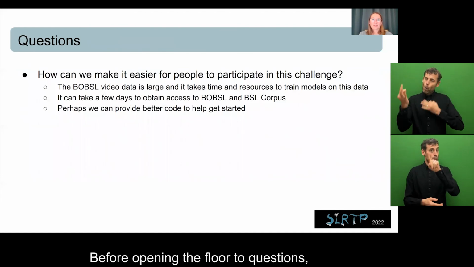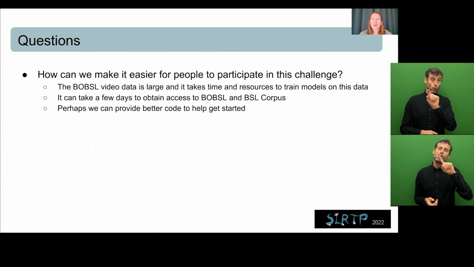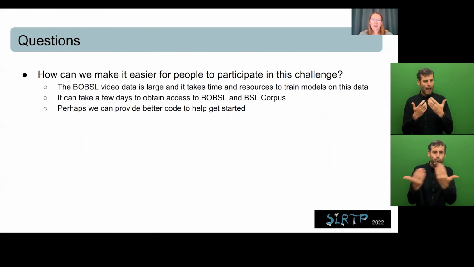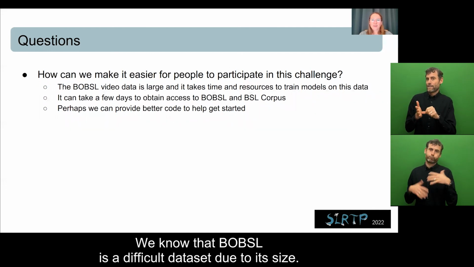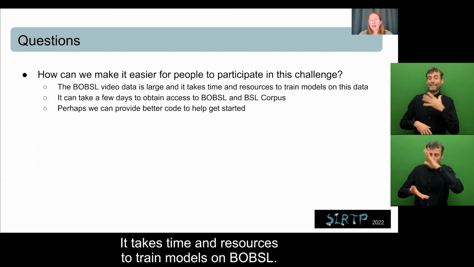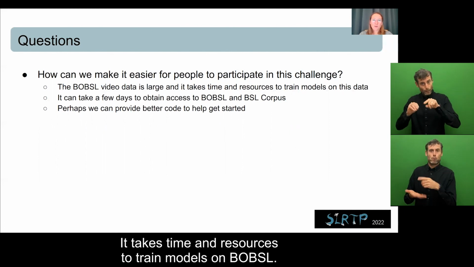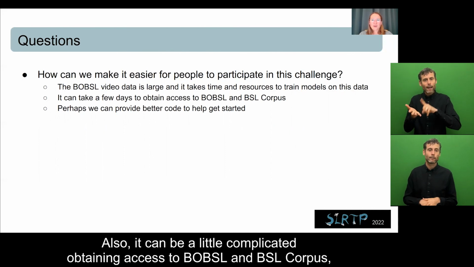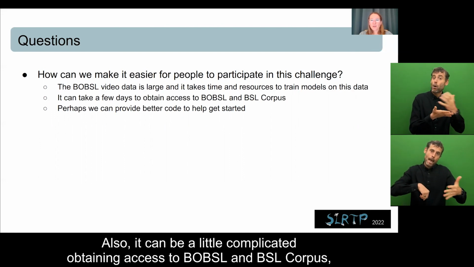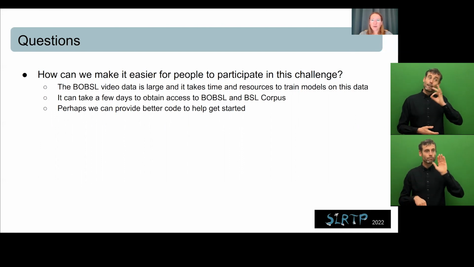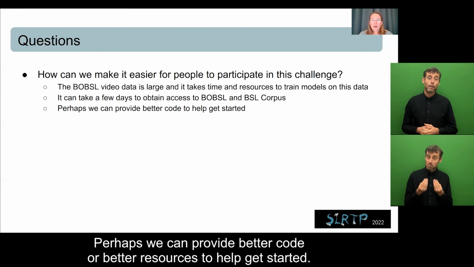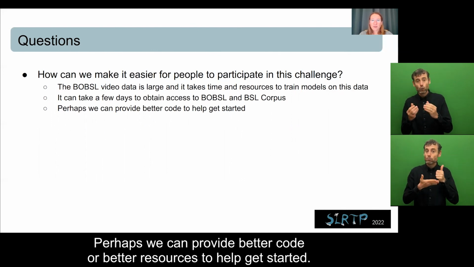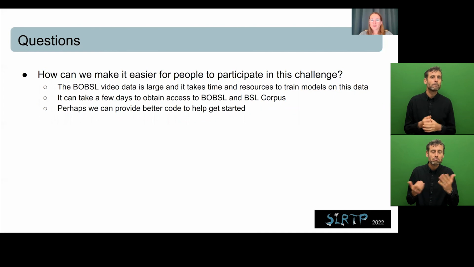Before opening the floor to questions, I'd like to share a question that we have for you. We'd like to know how we can make it easier for people to participate in this challenge. We know that BobSL is a difficult dataset due to its size. It takes time and resources to train models on BobSL. Also, it can be a little complicated obtaining access to BobSL and BSL corpus, as you can't just download this data, someone needs to grant permission, which can take a few days. Perhaps we can provide better code or better resources to help get started, and we'd appreciate your thoughts on this.